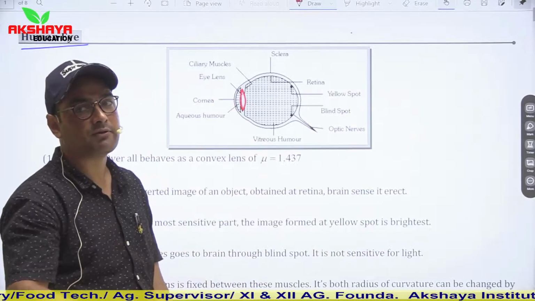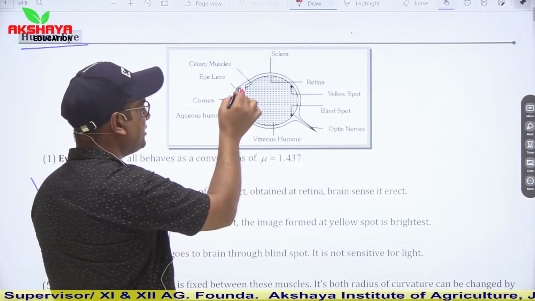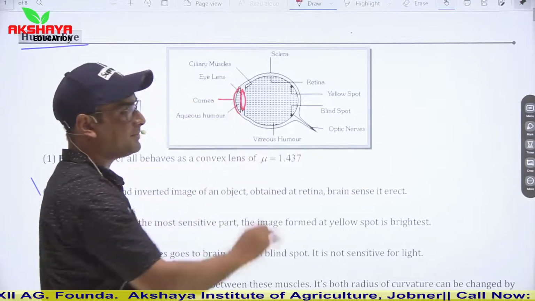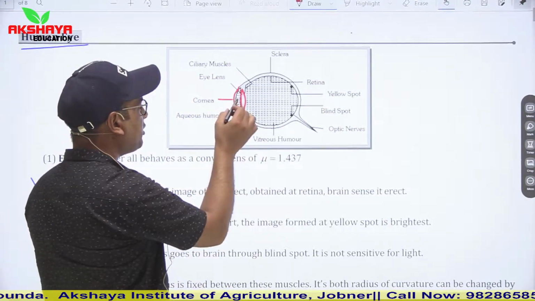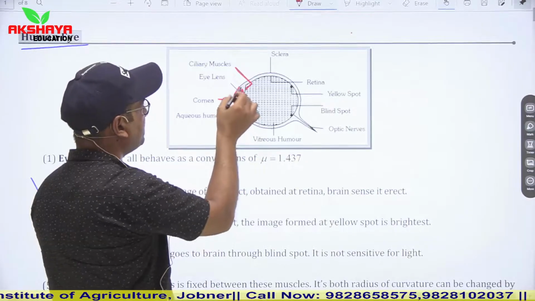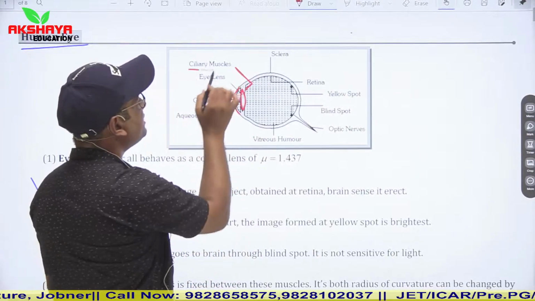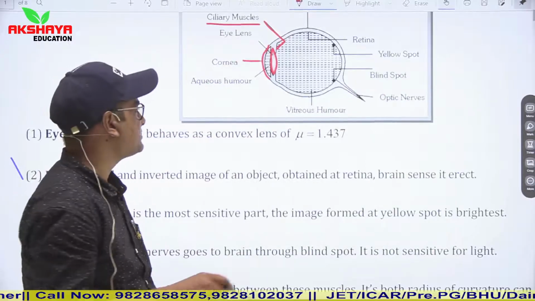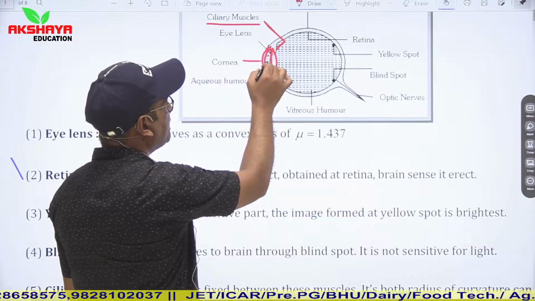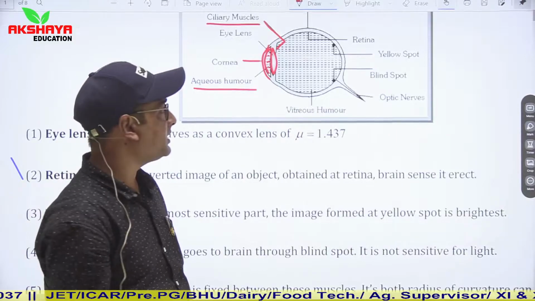The lens in the human eye is of convex nature, which means it is of converging nature. This front part of the human eye is known as the cornea. Just near this lens, these are known as ciliary muscles. These ciliary muscles are used to hold the eye lens. Then in front of this lens, a liquid is filled which is known as aqueous humor.